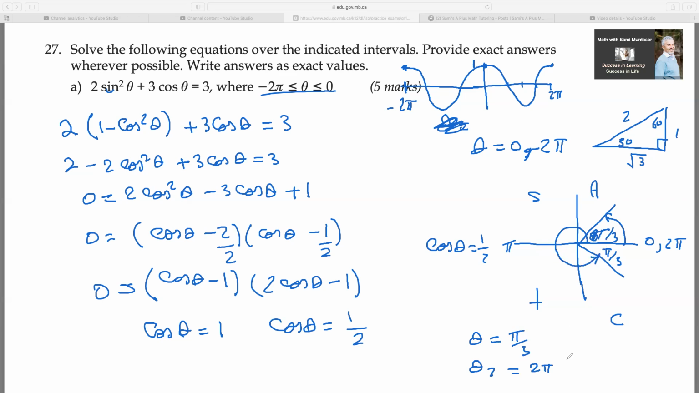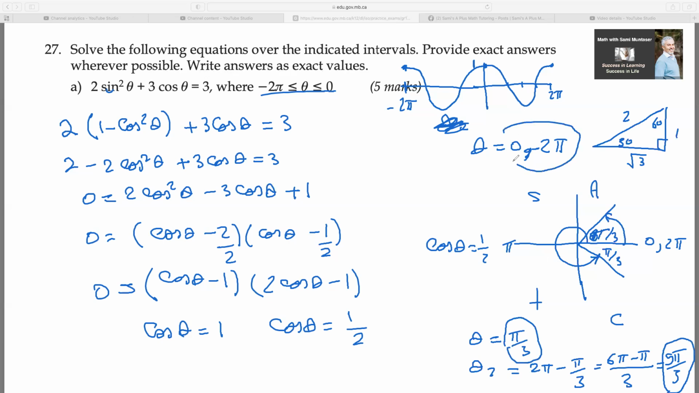So you go all the way to 2 pi and take away the pi over 3. So that's the same as 6 pi minus pi, because the common denominator is 3. So that makes it 6 over 3. So therefore, it's 5 pi over 3. And that is one of your answers. That is the other one.